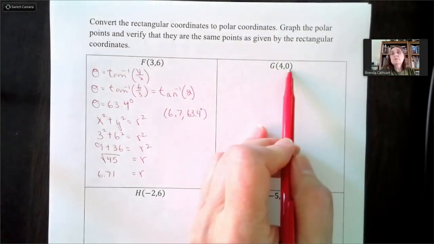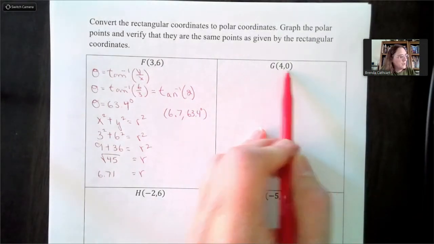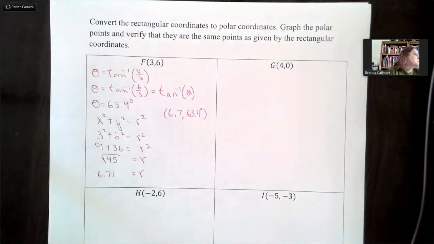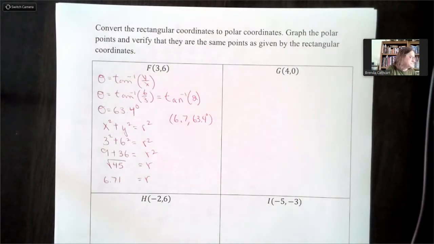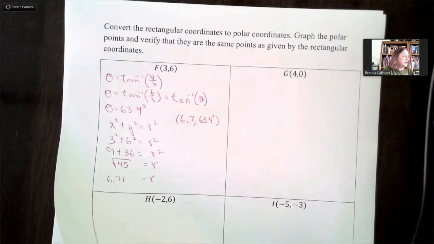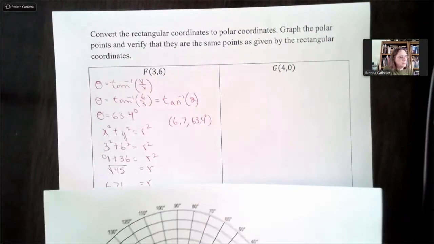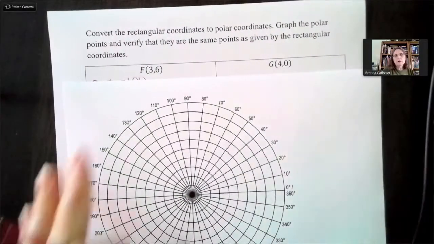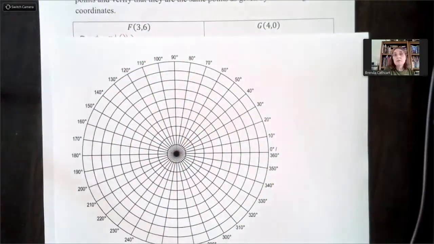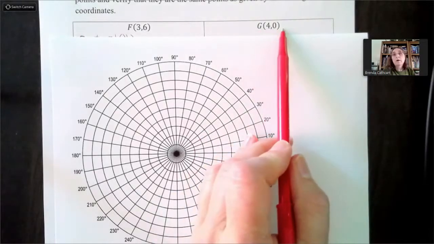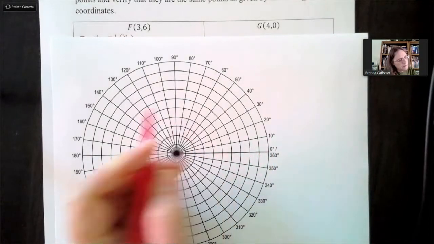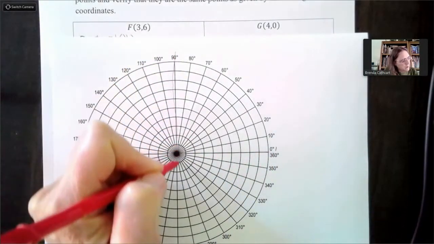Let's do another point. This is the point (4, 0). Again, we're going to be looking at that one, and this one is kind of an interesting point. Before I go ahead and do that, let's take a look at graphing. If I want to graph the point (4, 0), this is an x and a y coordinate. I'm going to come out here on the x-axis and the y-axis.